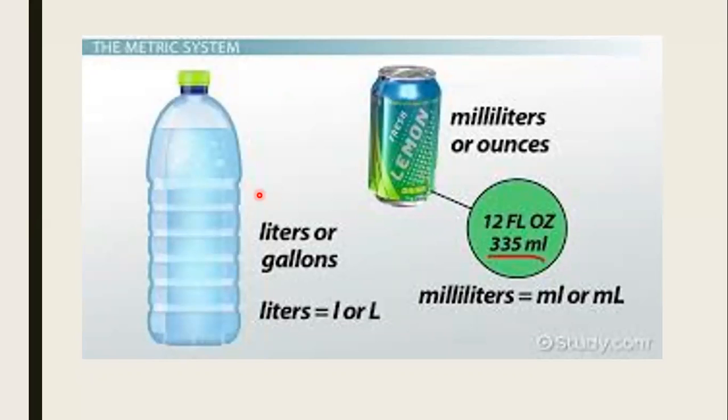If we talk about the water bottle, we say that this water bottle contains 1 liter of water. But if we are talking about this tin, we just say this tin contains dash milliliters. We don't have a fixed amount of milliliters here.